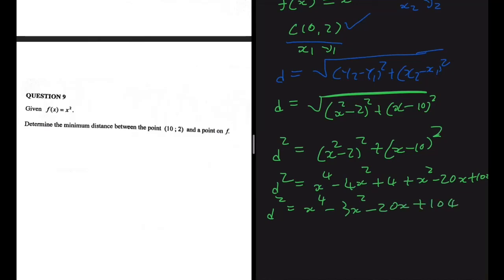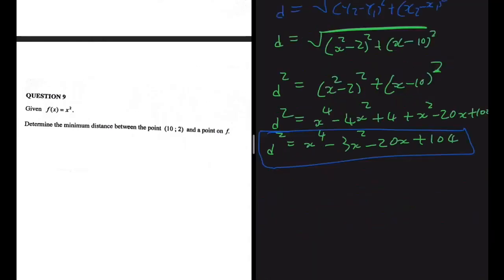So now we have our equation for distance squared, right? But then we don't want just the equation for distance squared. We want the minimum distance between a point on the function and our point (10, 2), right? So the way we are going to do this, if we differentiate distance squared and equate to 0, then that value of x that we're going to determine is going to be the value of x on the point that gives us the minimum distance. And then after that, we're going to calculate the minimum distance.